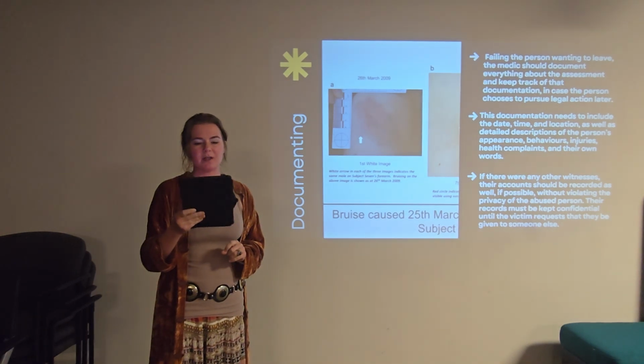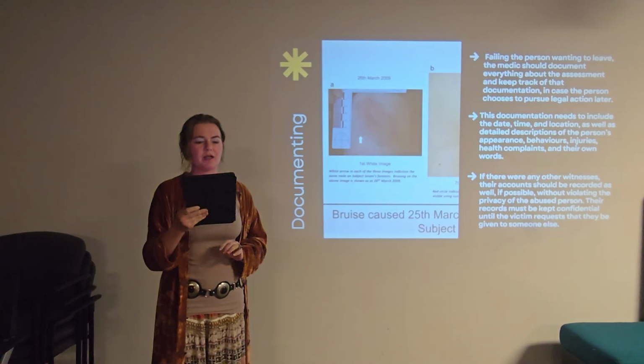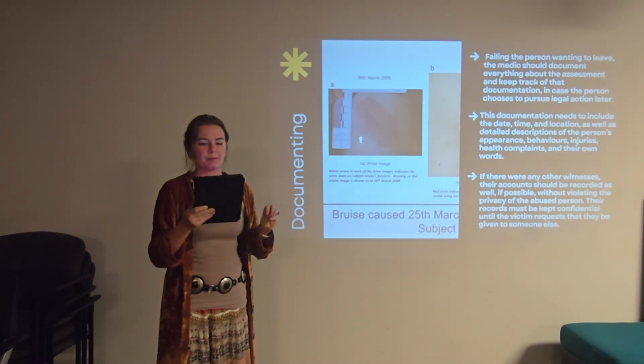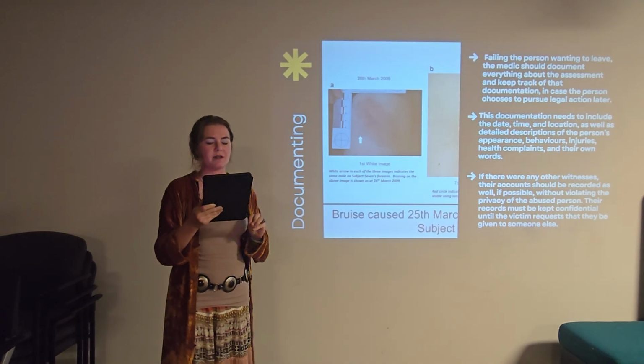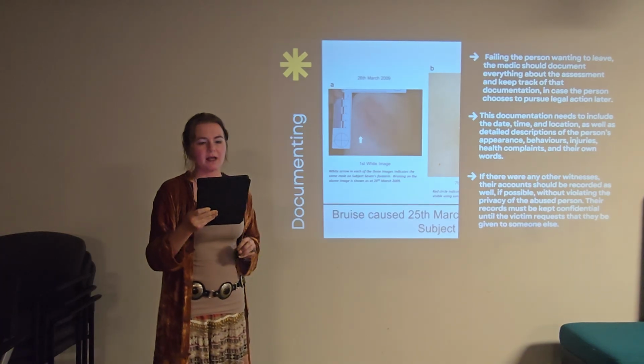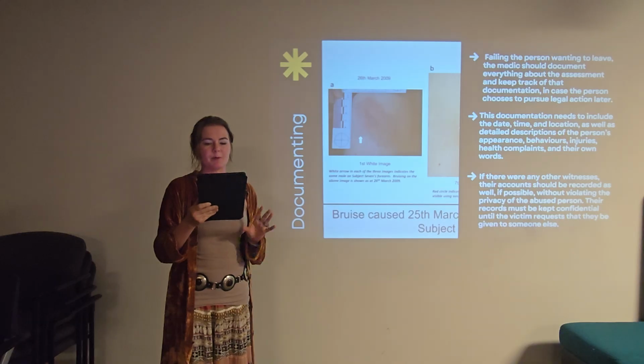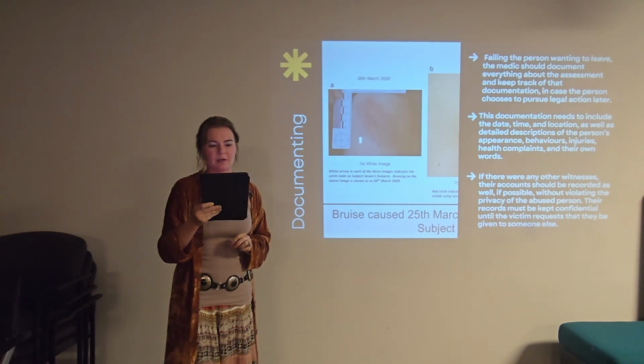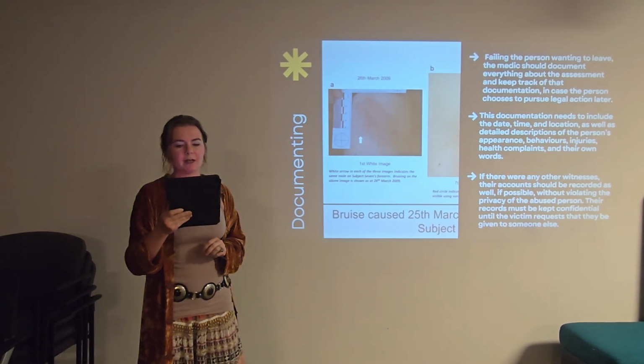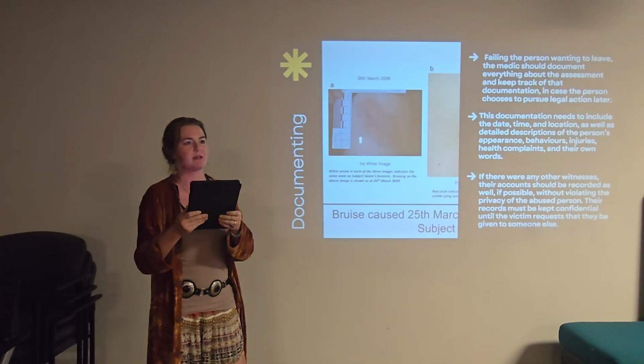This documentation needs to include the date, the time, the location, as well as detailed descriptions of the person's appearance, their behaviors, their injuries, their health complaints, and their own words. If there were any other witnesses, their accounts should be recorded as well if possible without violating the privacy of the abused person. Their records must be kept confidential until the victim requests that they be given to someone else.